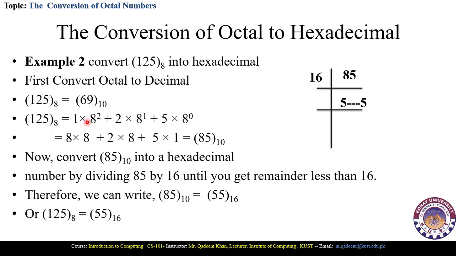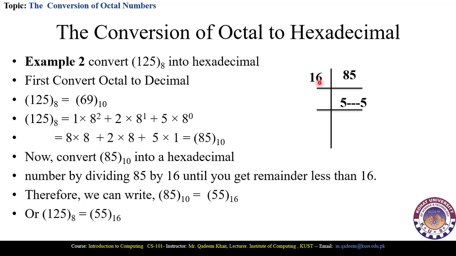So when we resolve this expression, we will get 8 multiplied by 8 plus 2 multiplied by 8 plus 5 multiplied by 1, which is equal to 85. Now we have obtained 85. Then in the second step, we will convert 85 into hexadecimal. So we will use this division method here to convert this octal to hexadecimal.